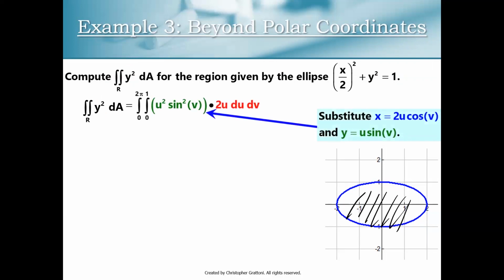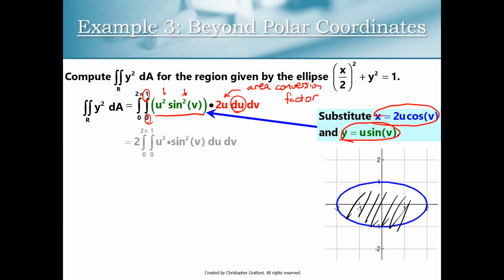Anyway, let's try out our change of variables here. So I know that I have x equals 2u cosine v and y equals u sine v, so I'm just going to replace all instances of x and y with those formulas. So I just need y squared here. So u sine v squared is u squared sine squared v. And then I do need my Jacobian determinant, so that's my area conversion factor. Now, technically speaking, it has absolute value bars on it, but since u is only going from 0 to 1, 2u will always be positive as u goes from 0 to 1, so we don't have to worry about absolute value bars there. And then the rest of this is a double integral that I think you guys would be pretty good at computing.